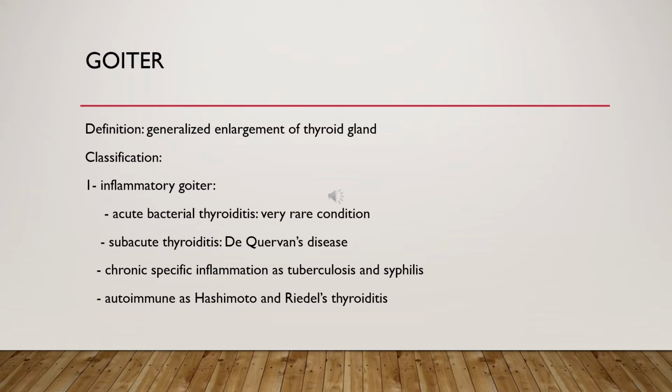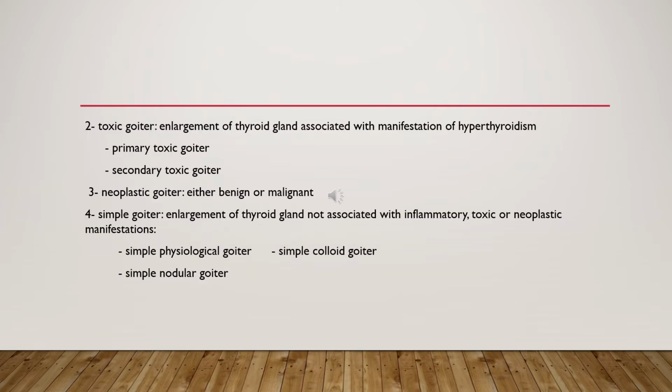It may be inflammatory goiter due to acute bacterial thyroiditis, subacute thyroiditis, De Quervain's disease, chronic specific inflammation such as tuberculosis or syphilis, or autoimmune such as Hashimoto thyroiditis. Or non-toxic or neoplastic: simple physiological goiter, simple colloid goiter, or simple nodular goiter.